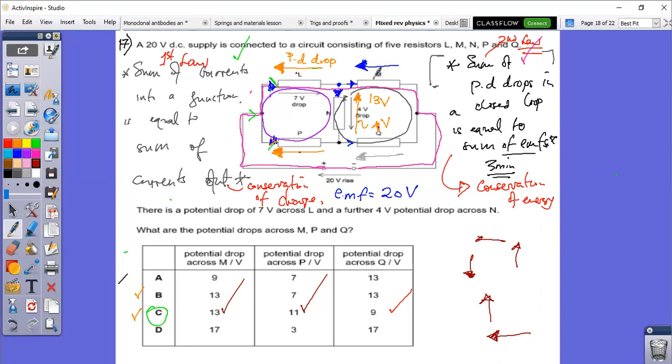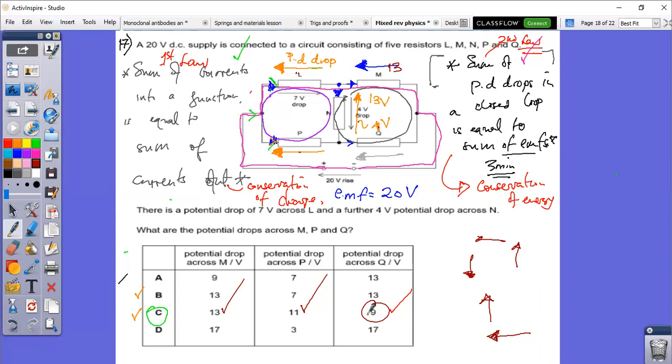I know that the PD across M is 13 volts. So I know that 4 plus this, because they're going in the same direction, must equal 13. So this must be 9. Did you follow that? Yeah.